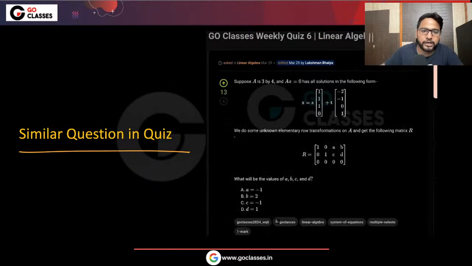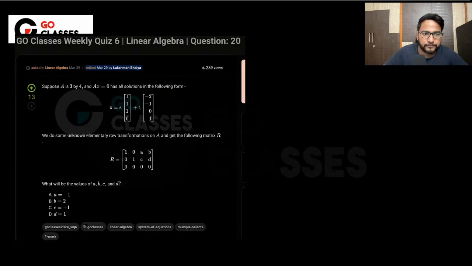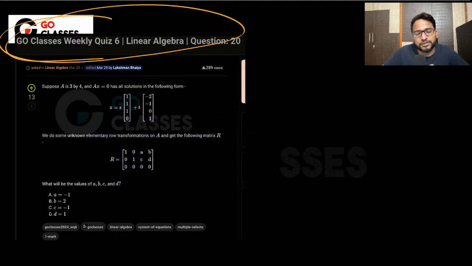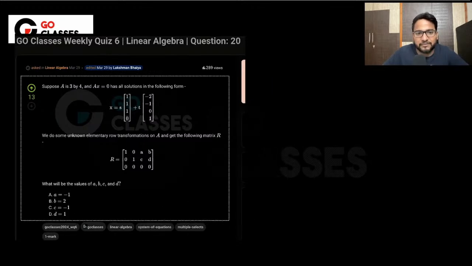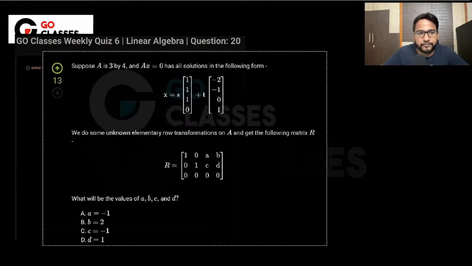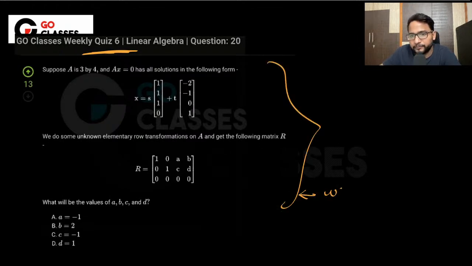See, in weekly quiz number 6, we had this particular question, and this question and the question that we have asked in the scholarship test are exactly the same. I mean, just the values are changed, right? This is the question from weekly quiz 6. This is the exact same question, I can say, that we have asked. So if you have solved this question, then you might have solved this question. That is the question that we have taken from MIT.